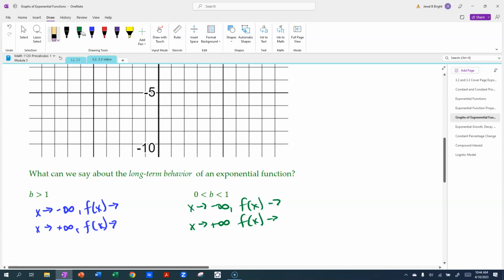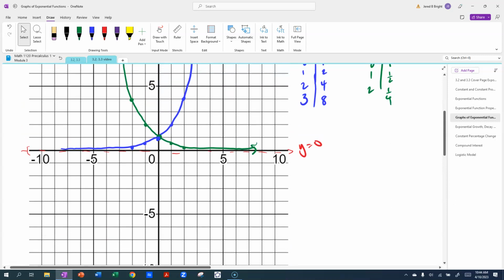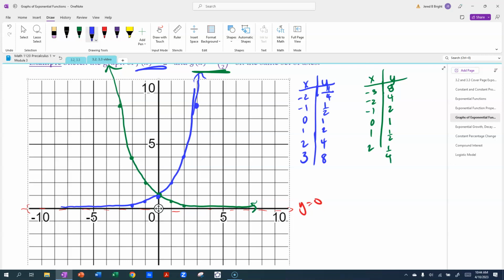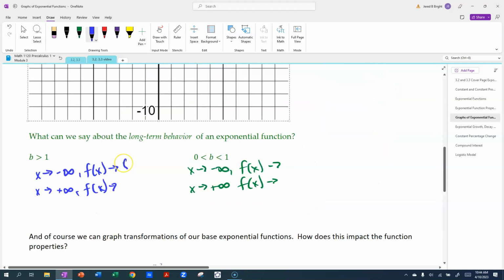Let's look at this. In the blue function, what's the long-term behavior? As I go to the left, I am getting close to 0. As I go to the right, I'm going to infinity. Let's make sure that we reflect that down below: 0, infinity.